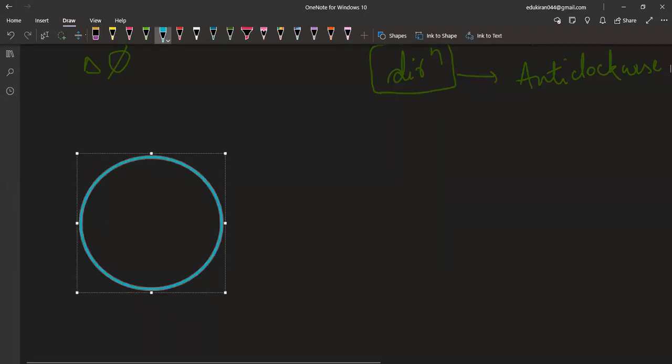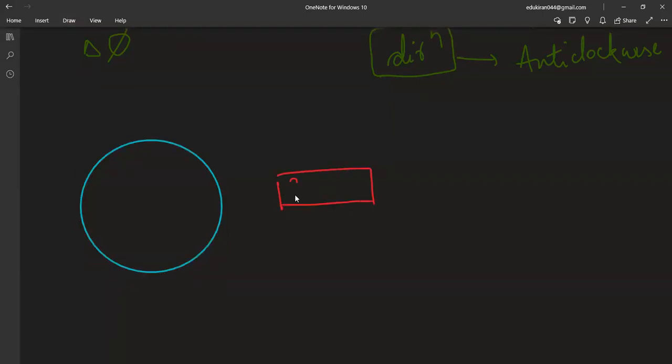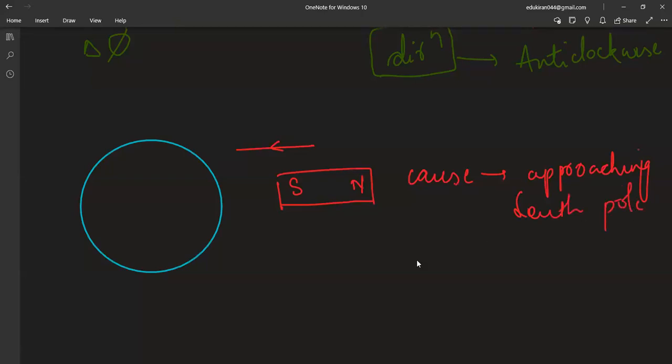Let's take the coil once again. This time, let's say south pole is being approached. So what is the cause right now? Cause is approaching south polarity. Approaching south pole. So aim is to repel south pole. Why? Because if it is coming towards this, understand this reason very well. Why is it repelling it only? It could attract also. Why is it repelling only?